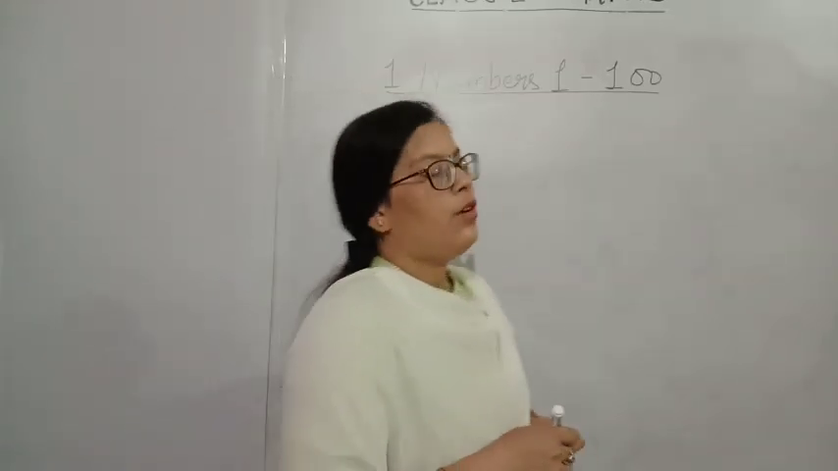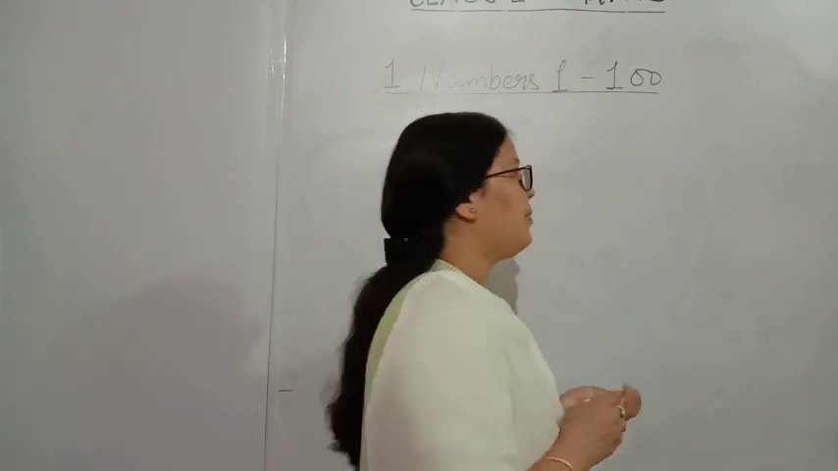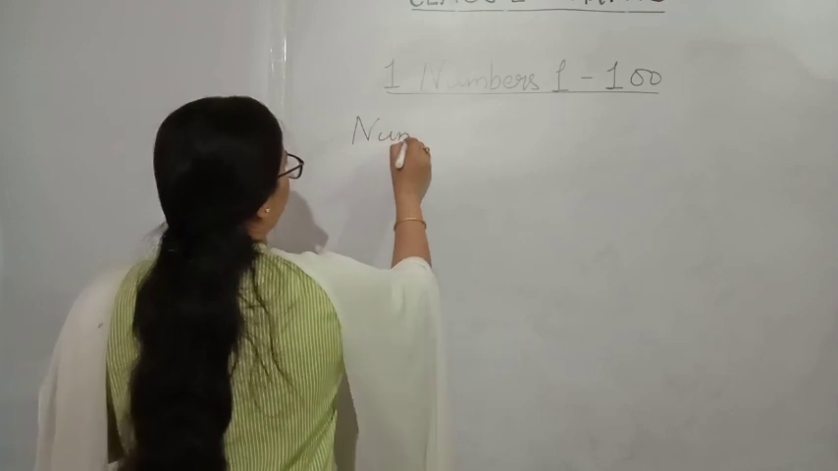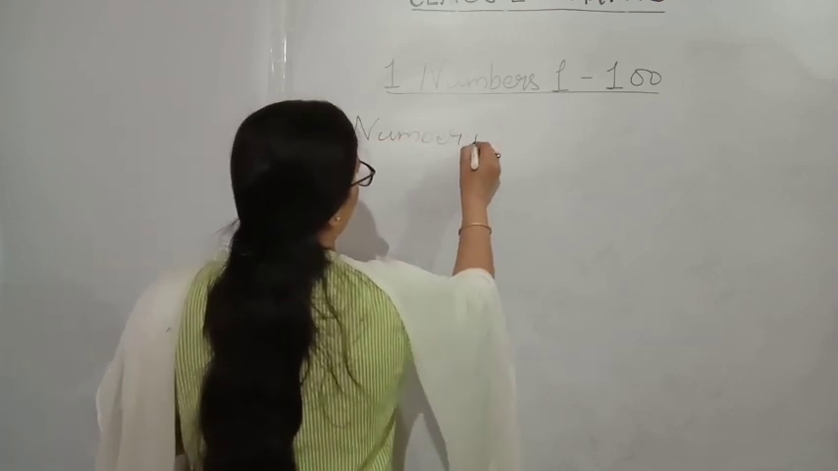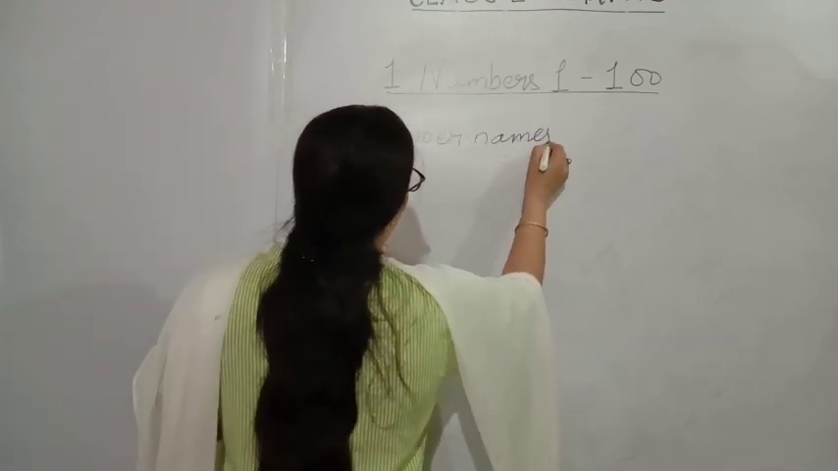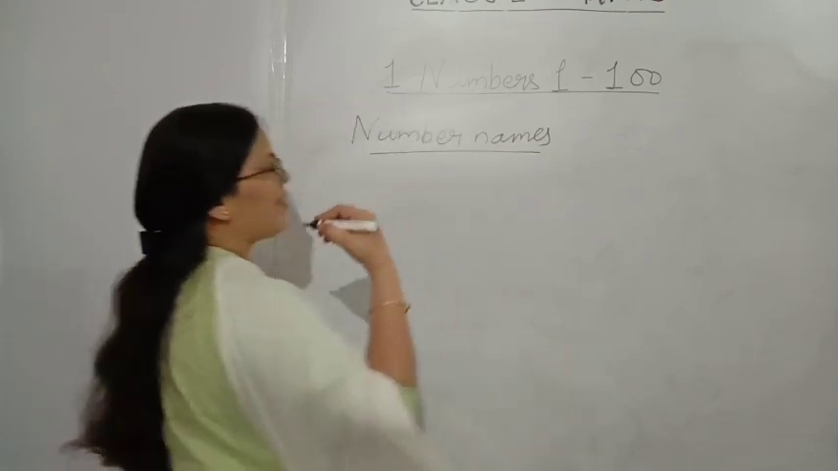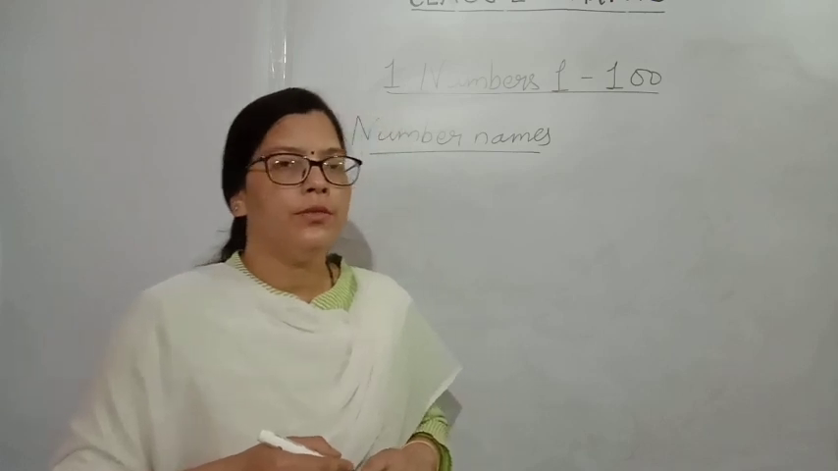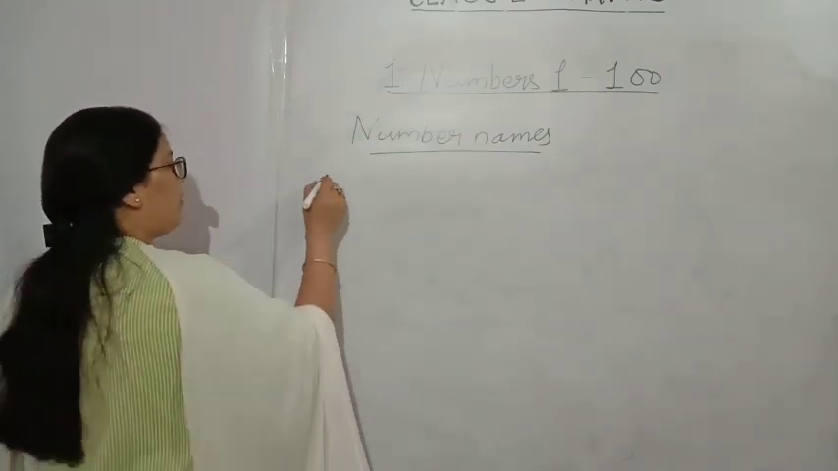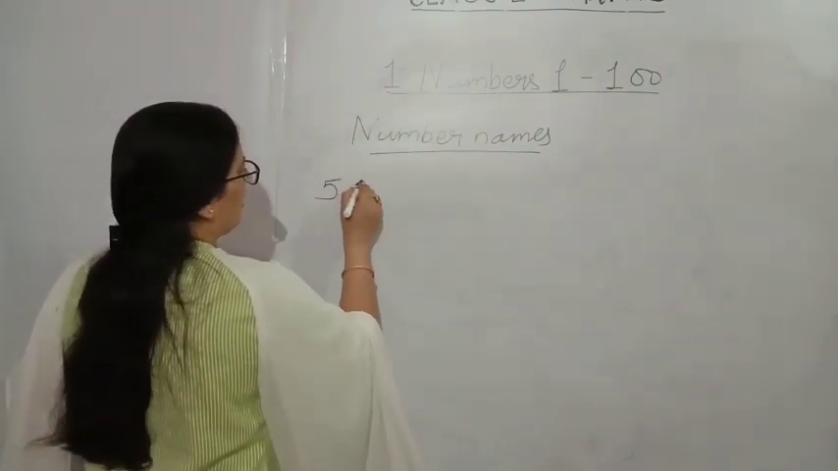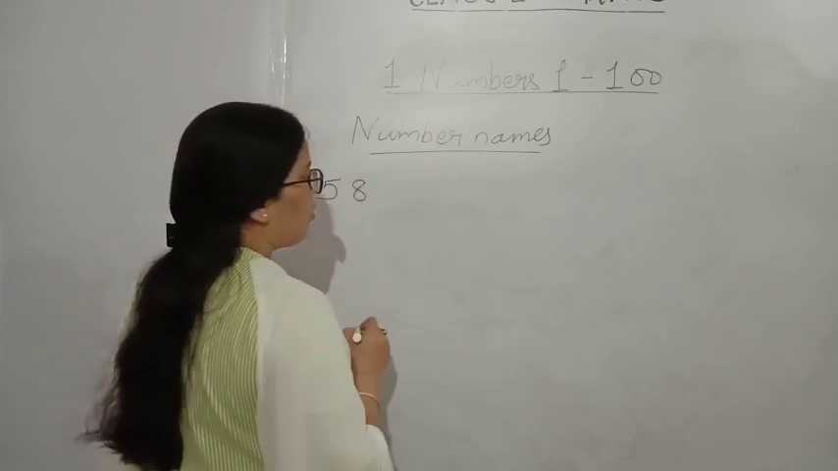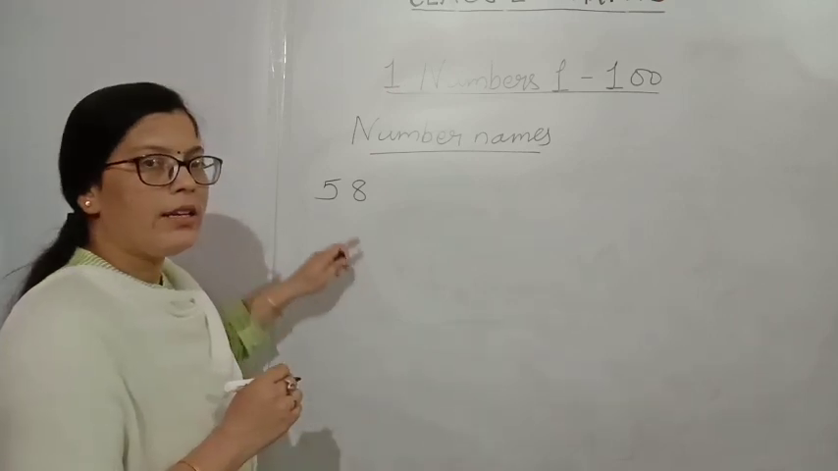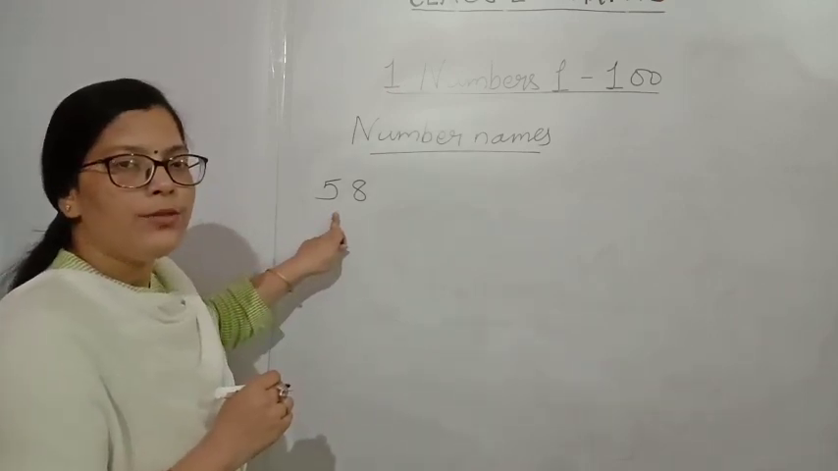Now, how to write the number names? What do we mean by number names? Number names means writing the numbers in words. Let us take an example: 58. You have to write the number name of 58, that is, write this number in words.